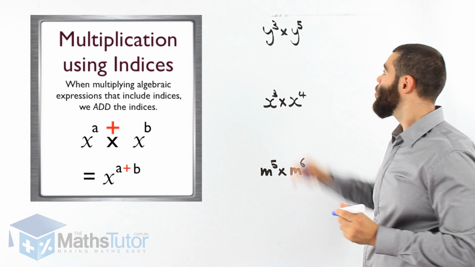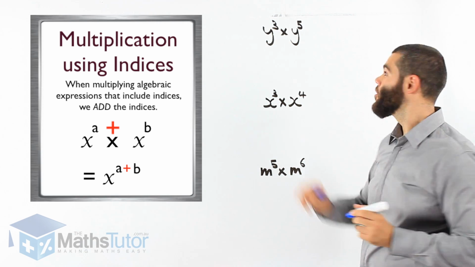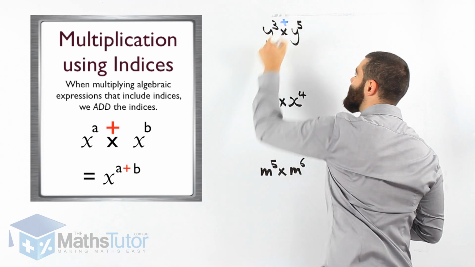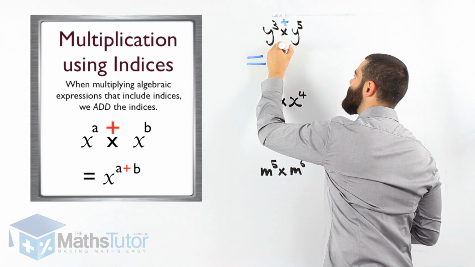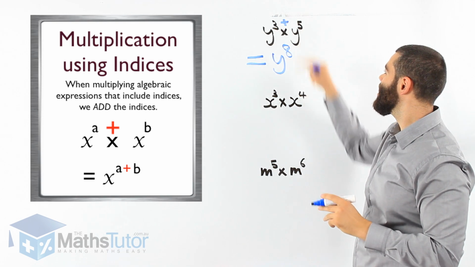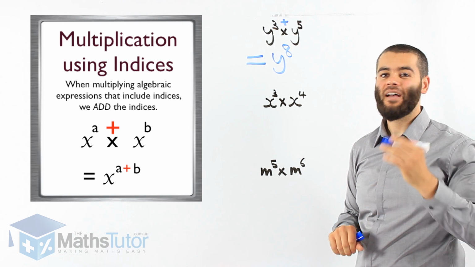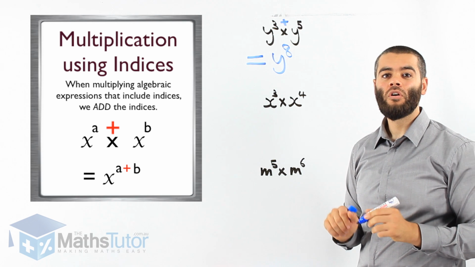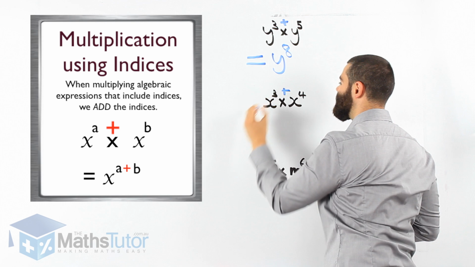So we have y to the power of 3 times y to the power of 5. Multiplication means we add the indices. So simply y to the power of 8. 3 plus 5 is 8. It's that simple. Another one. x to the power of 3 times x to the power of 4. We know we're multiplying with indices. We simply add.